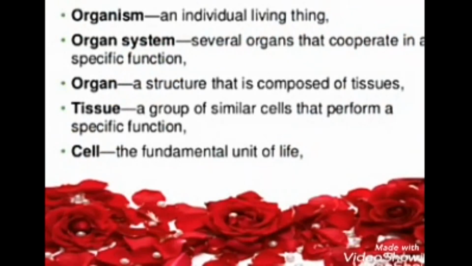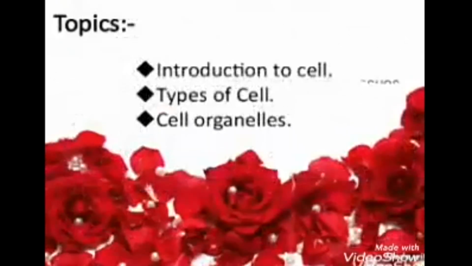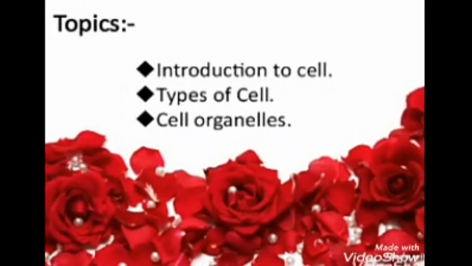Organism is an individual living thing. Organ system is several organs that cooperate in a specific function. Organ is a structure that is composed of tissues. Tissue is a group of similar cells that perform a specific function, and cell is the fundamental unit of life. We will discuss each of them one by one in detail later in this chapter.